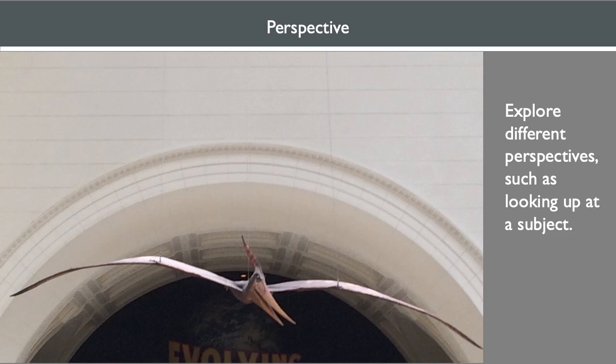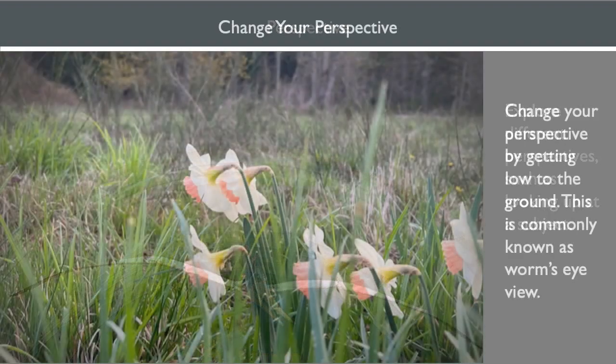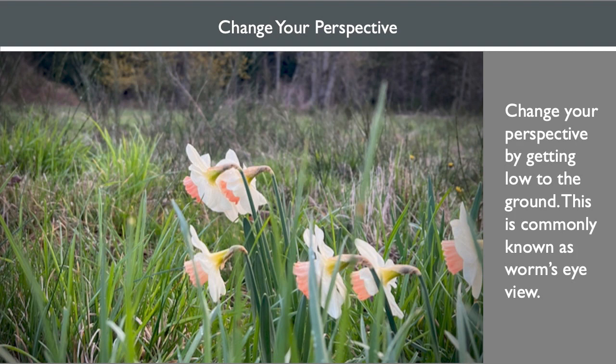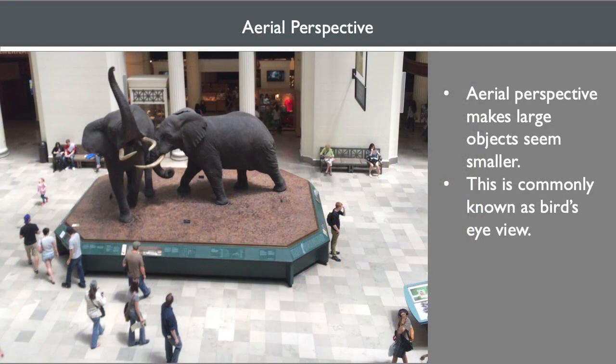Perspective refers to your relationship to your subject matter. It's important to explore different perspectives, such as looking up at a subject. Change your perspective by getting low to the ground. This is commonly known as worm's eye view. Aerial perspective minimizes subjects, especially if you're using a wide-angle lens, and this can make objects seem small. This is commonly known as bird's eye view.